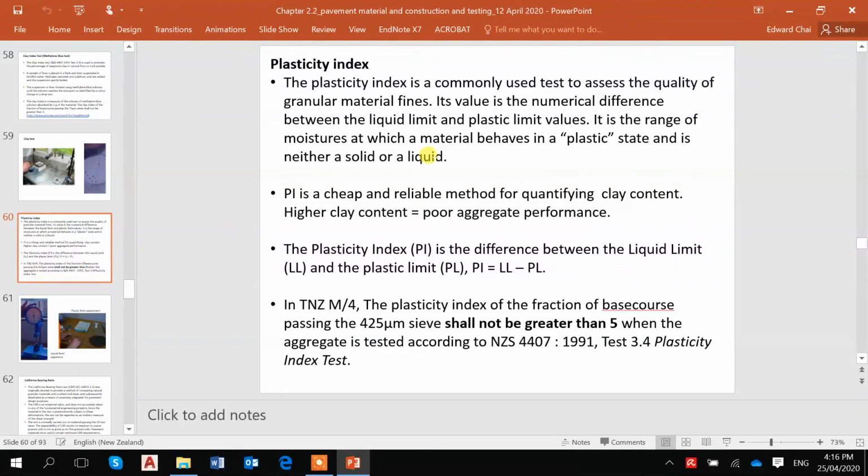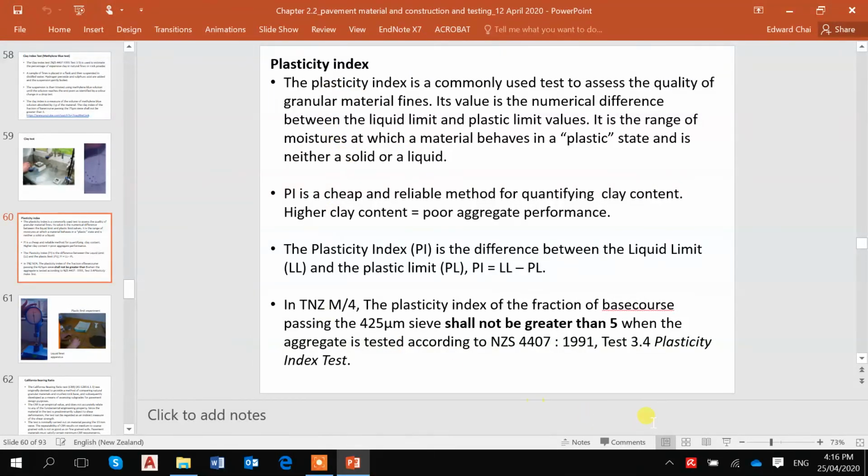So you can determine at what range of moisture content this clay material can behave. It's neither a liquid nor a solid. It's semi-solid. Okay, so the plasticity index is quite important as well.